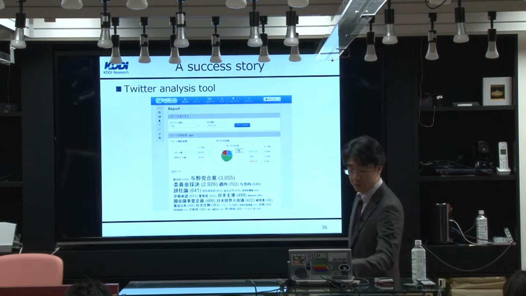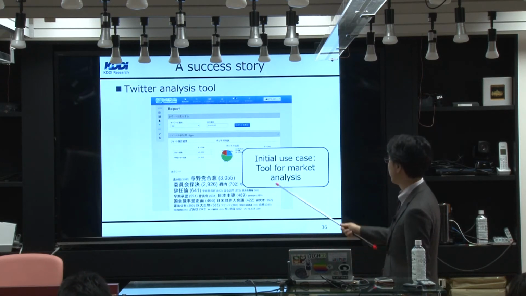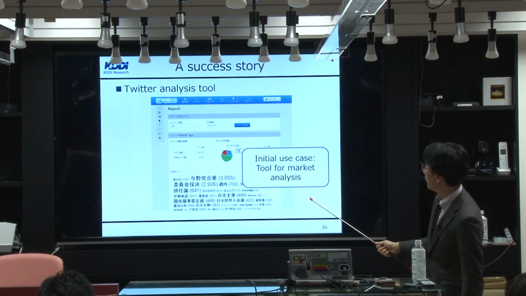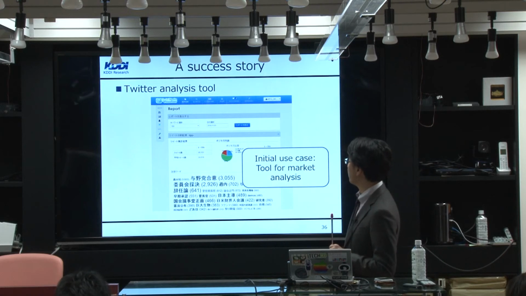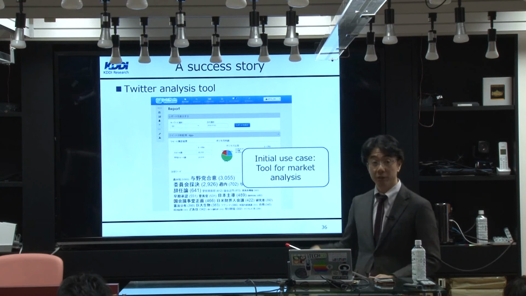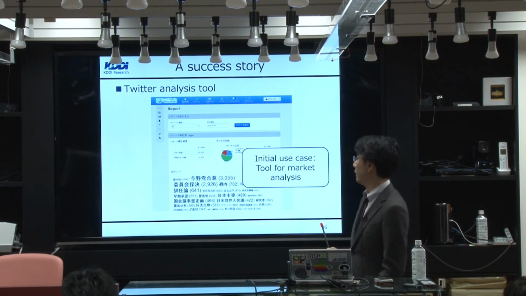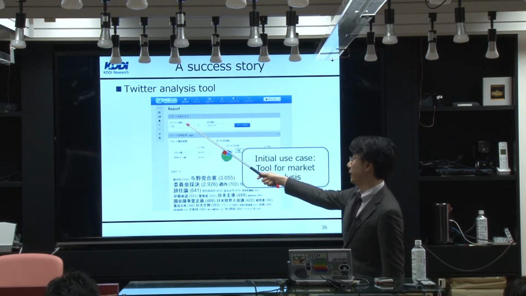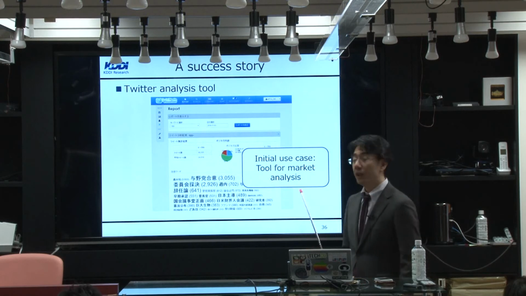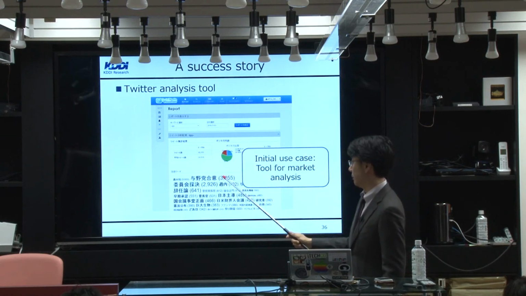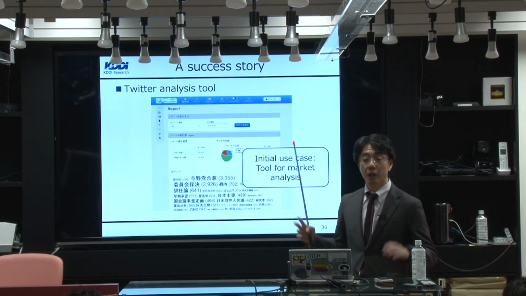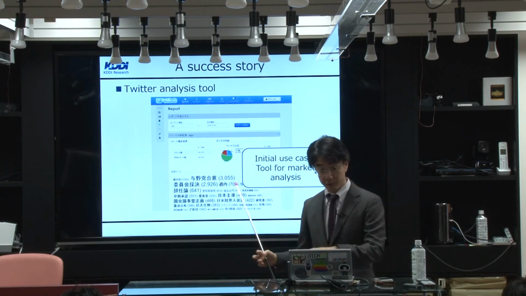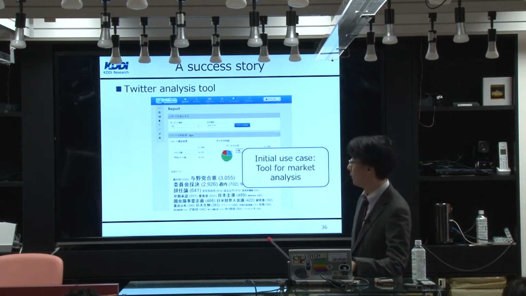So the initial use case that we had in mind was a tool for market analysis. We wanted the business department to use this and input, for example, AU or any other service, and then in their daily work use that information to develop new ideas for new services and so on. That's what we had in mind when we started this.